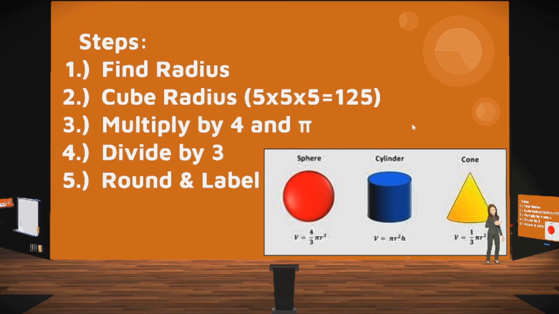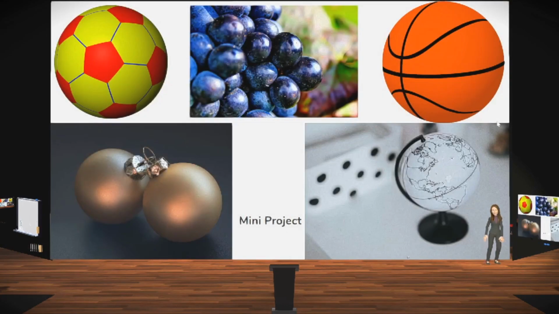You can always refer back to this presentation. I will include the link for you so that you can always look back at these steps and make sure that you get this right on the Google form today. Here are some examples for you. What you can look for: blueberries or grapes, whatever you think those are. We got soccer ball, basketball, globe, and then an ornament. So definitely some good examples for you to find at home.